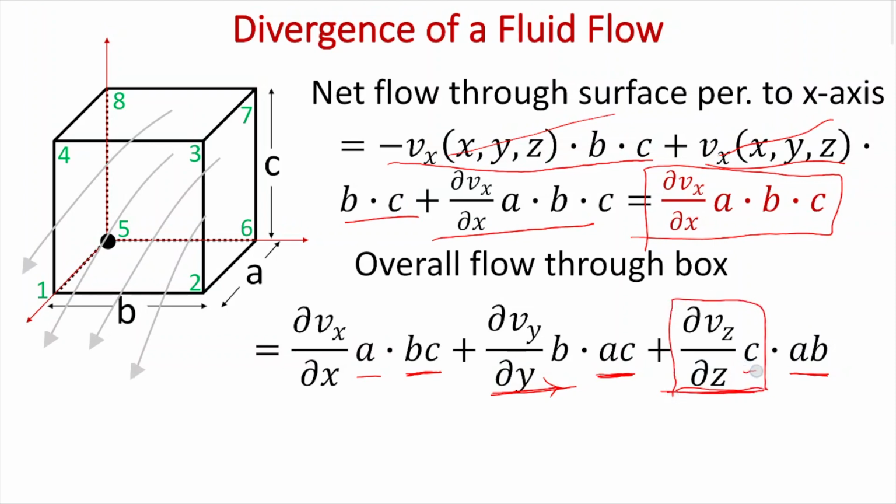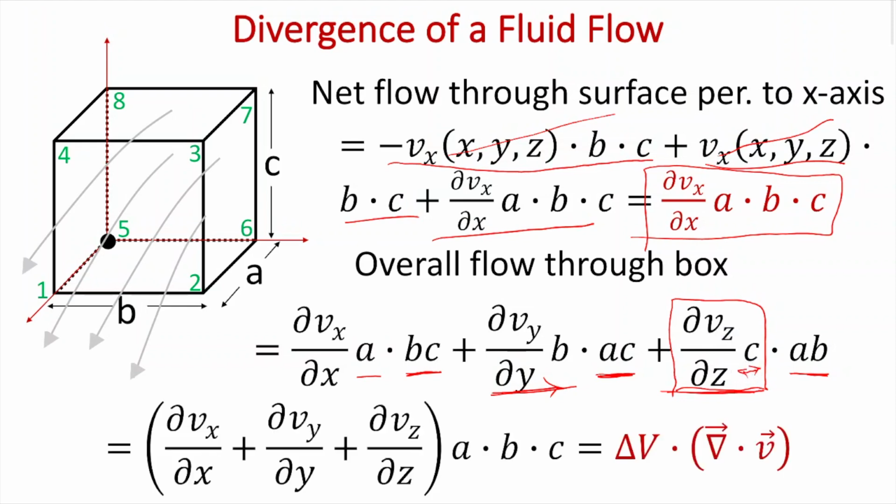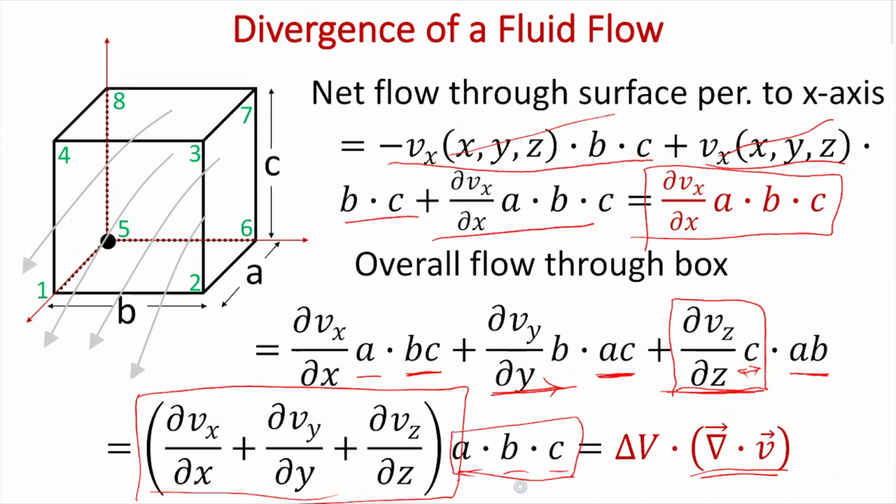Now we can see very easily that we can take a, b and c common, a times b times c, and we are left with del Vx over del x plus del Vy over del y plus del Vz over del z. This is just the divergence of a vector that we can write here, and this abc is just delta V.